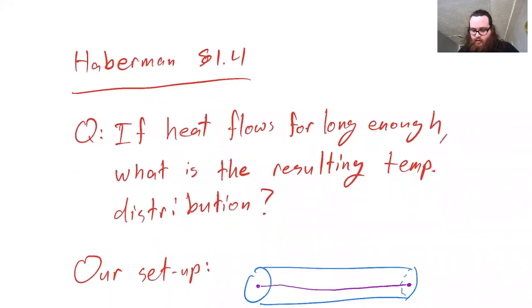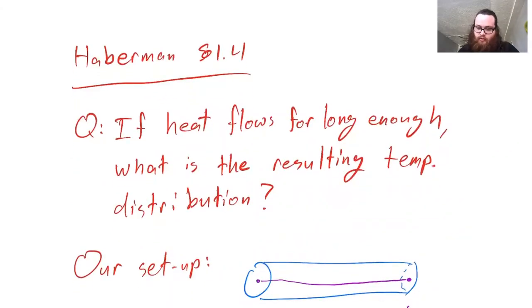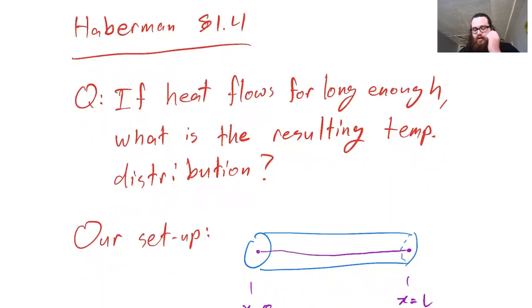Okay. Hello. So in this video, what we're going to do is talk about Haberman section 1.4, which concerns equilibrium or steady state solutions. And so the motivating question is, if you have a one-dimensional rod or whatever other system that you care about, and you let heat flow for long enough, what is the resulting temperature distribution going to be?